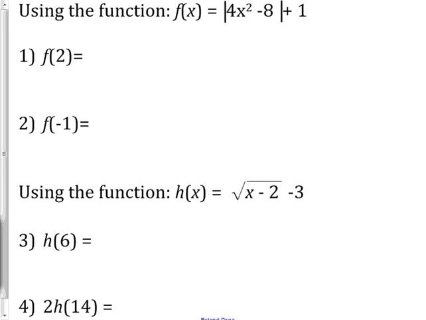Okay, so here we go. If I put in a 2 right here, do I have to do it in any particular order or any way I want? In order. Yep. 2 squared is 4. 4 times 4 is 16. 16 minus 8 is 8. So all of that comes out to 8. And what's the absolute value of 8? 8. Add 1, you get 9. If you didn't, do you understand what you did wrong?